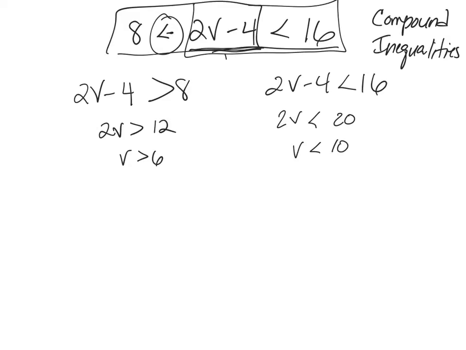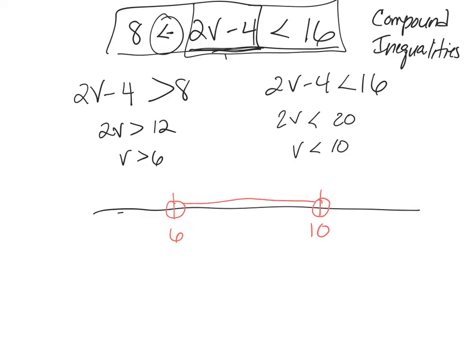Okay? So when we draw our number line, we're going to put a 6 and a 10. And are these going to be donuts or dots? Donuts. And since it's an "and," it needs to be everywhere that x is bigger than 6 and less than 10.